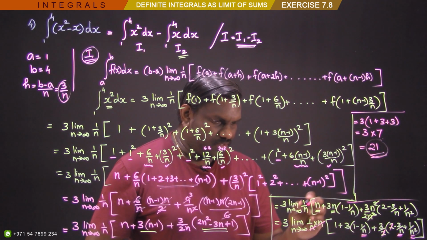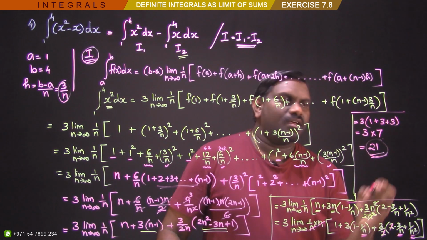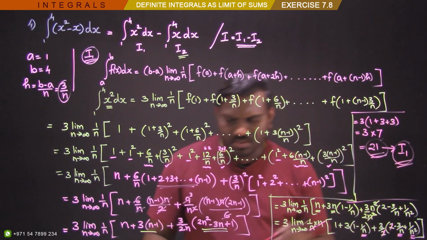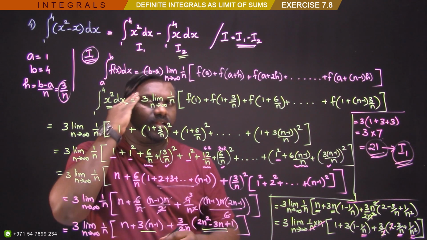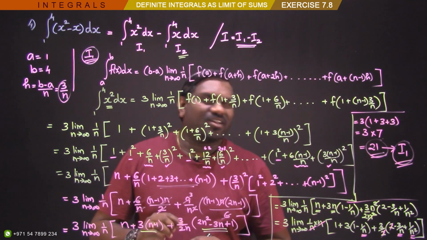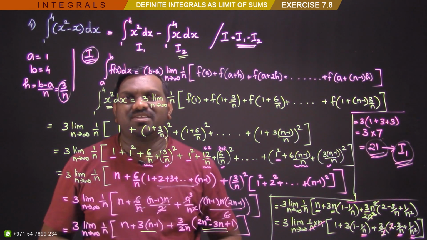Is there anything which is missing out, dear? I hope not. Okay, so this is my answer for I1, if you go ahead with the limit of a sum, or finding the limit of a sum. So let's see what we are gonna do with I2. Then subtract it, you will get the answer. So let's see what is I2.